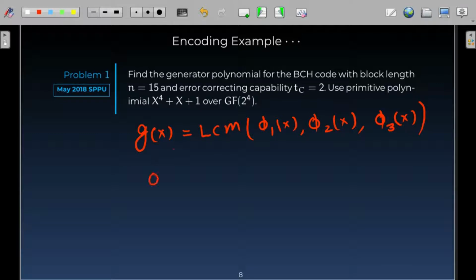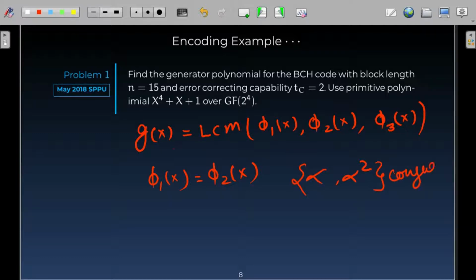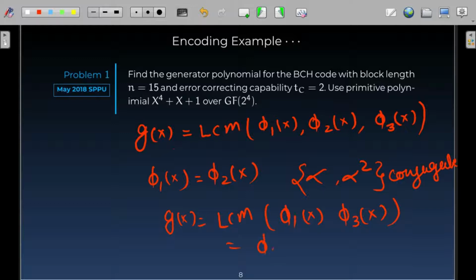You can see that phi 1 of x and phi 2 of x are going to be equal. Why? Because alpha and alpha square are both conjugates. So the minimal polynomial with respect to alpha and alpha square is going to be the same. In a similar manner, g(x) will be the LCM of phi 1 of x and phi 3 of x, because phi 1 and phi 2 are basically the same. So this is actually phi 1 of x times phi 3 of x.